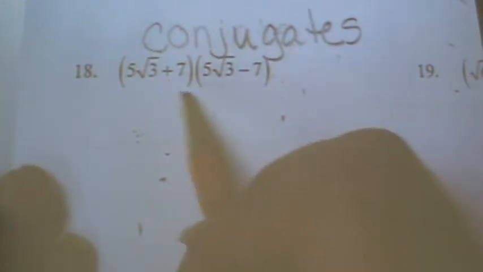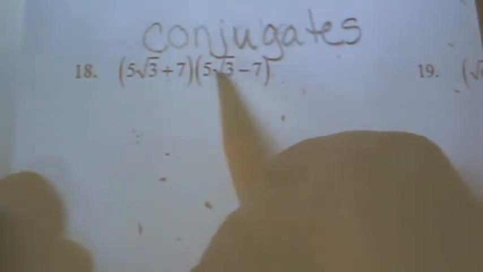Conjugate. It's spelling it wrong. Conjugates. What do you know about conjugates? They're the same numbers, but opposite signs. So what do you have to do on this one? All you do, instead of FOIL, what do you do? Just multiply them together. First and last. Just these two. Just like that.